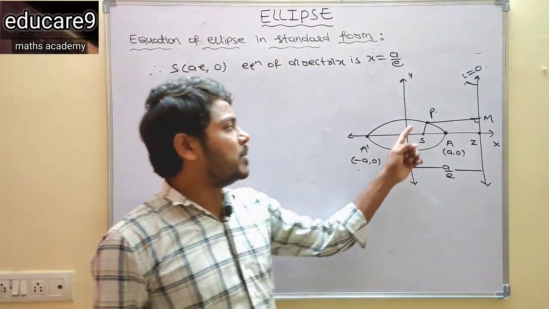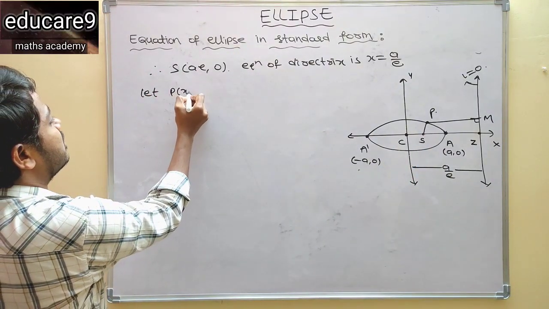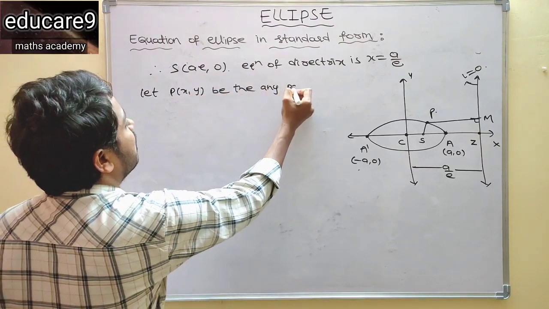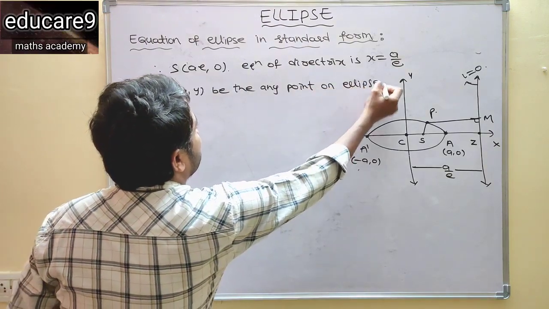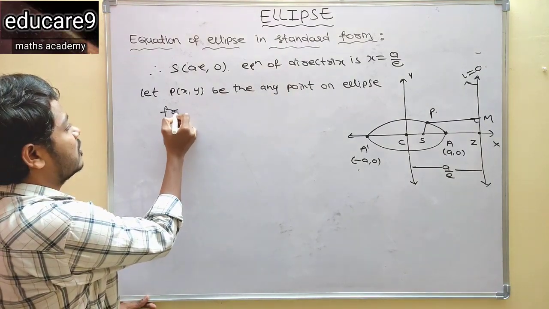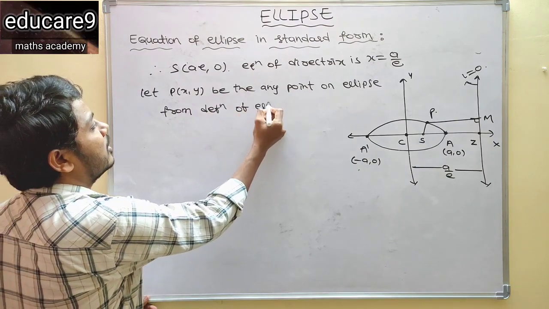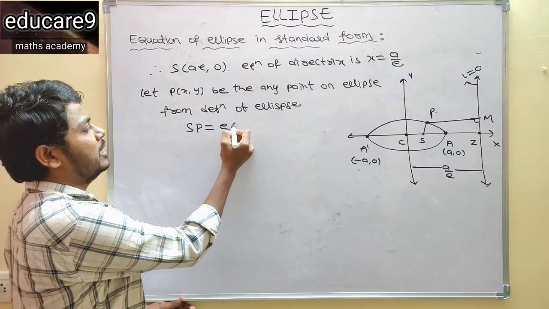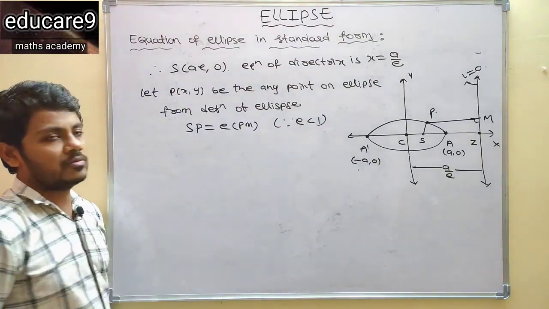Now let us consider P to be any point on the ellipse. Therefore, let P(x, y) be any point on the ellipse. Therefore, from the definition of ellipse, SP is equal to e into PM, since here e is less than 1.